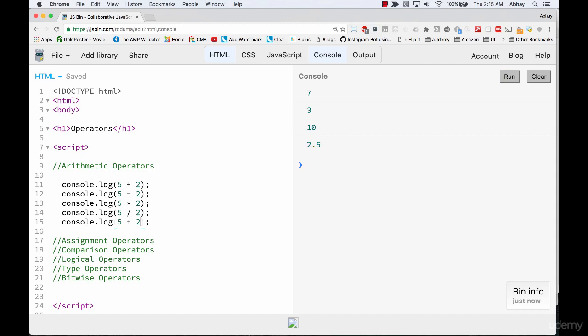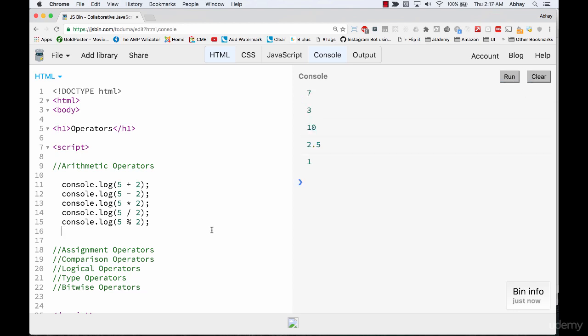Another operator that we have is a modulus or a percentage sign. What this does is it divides 5 by 2 and it gives you the remainder as the answer. So in this scenario, 5 divided by 2 will have 2 as a whole number, and the remainder would be 1. So our answer should give us 1.